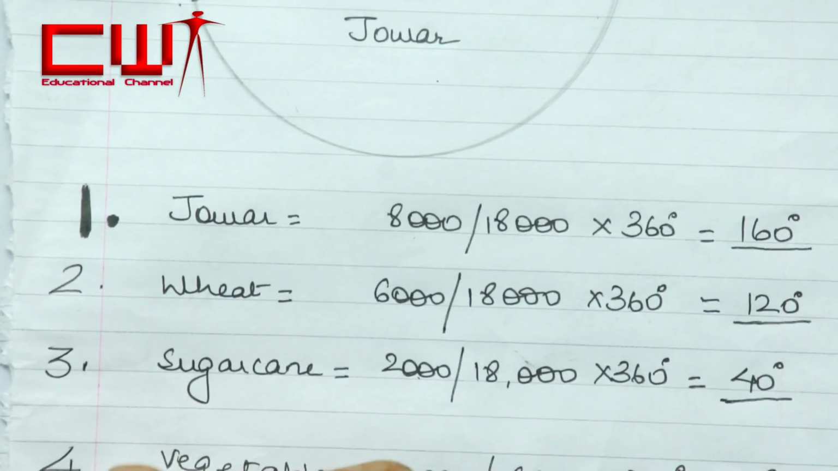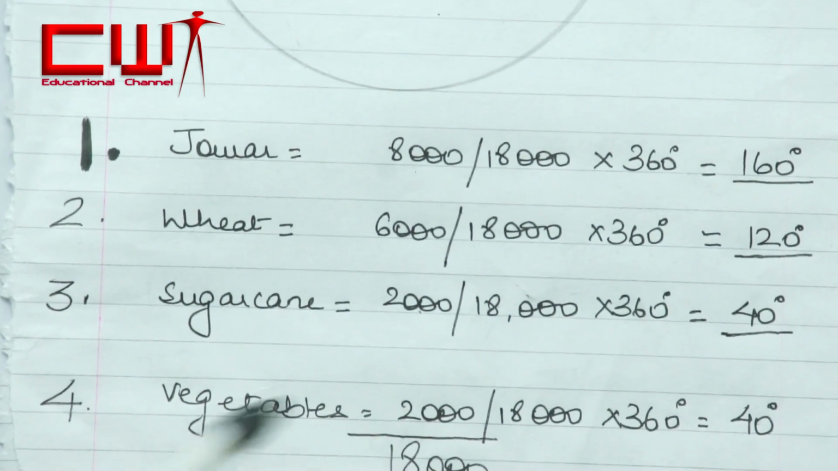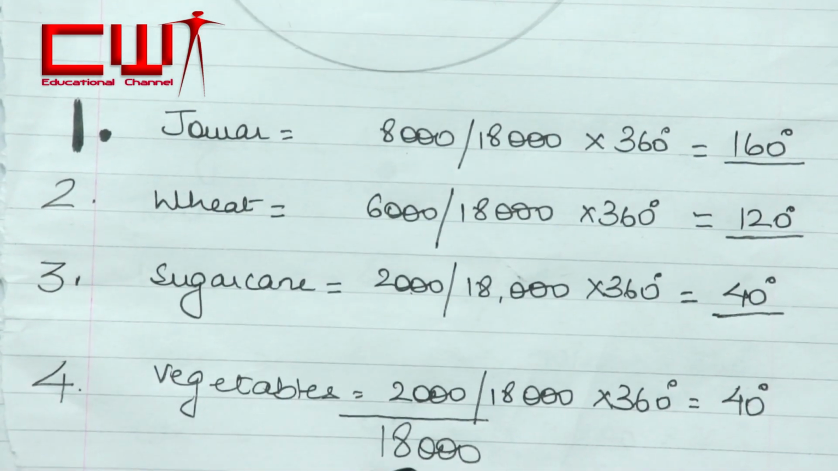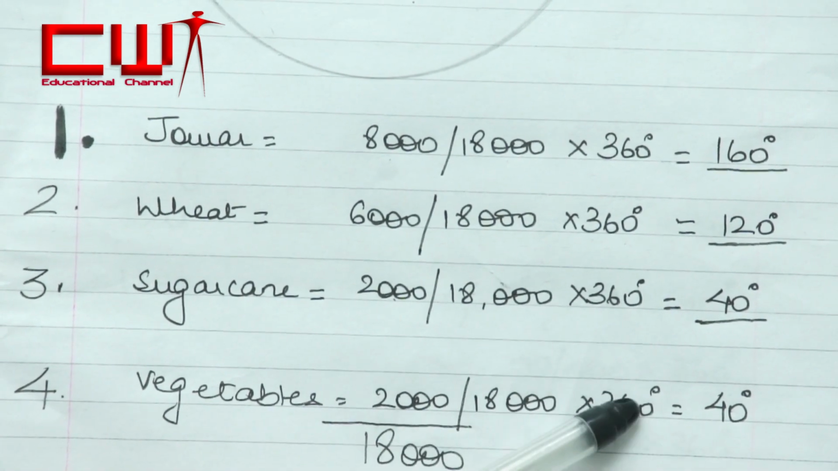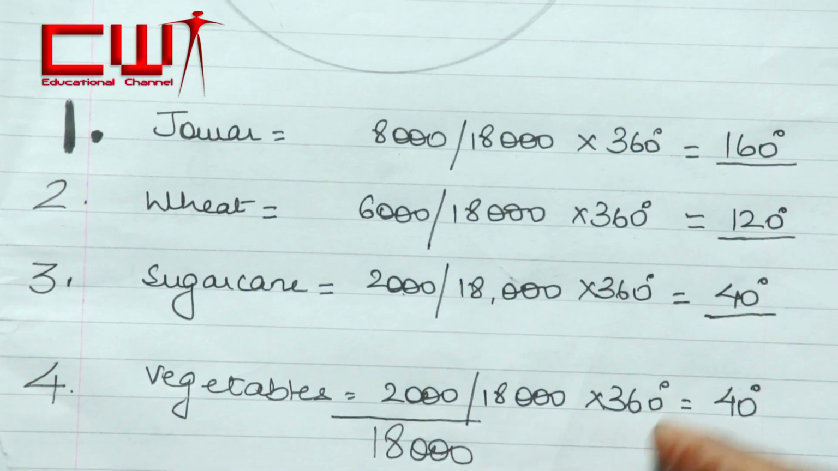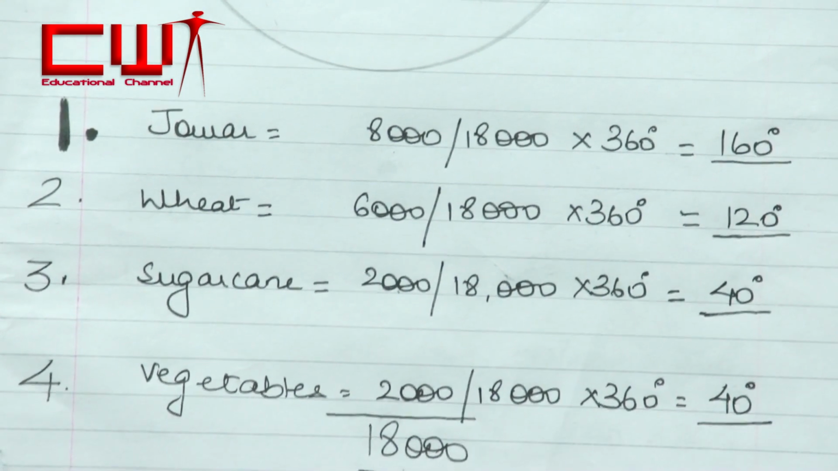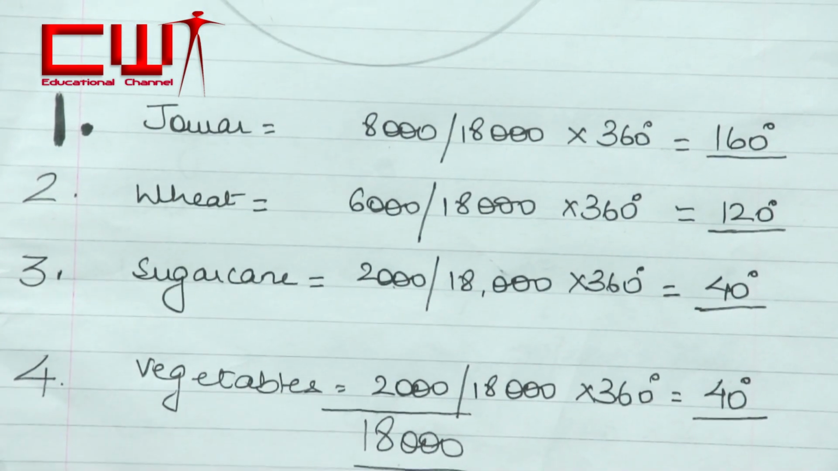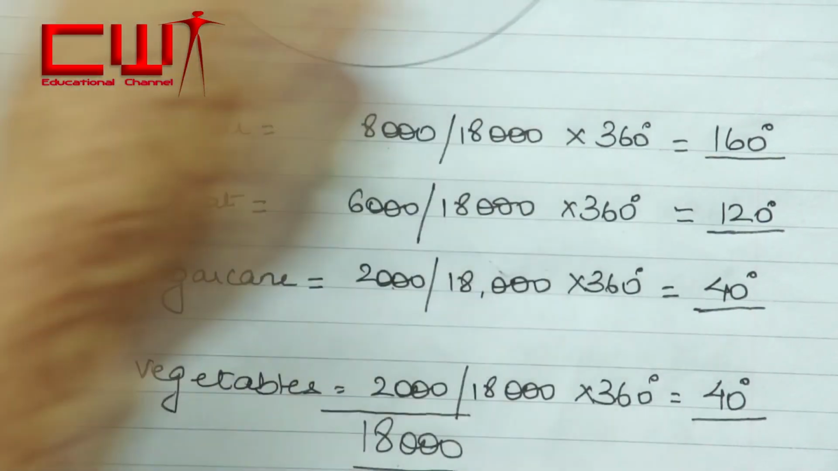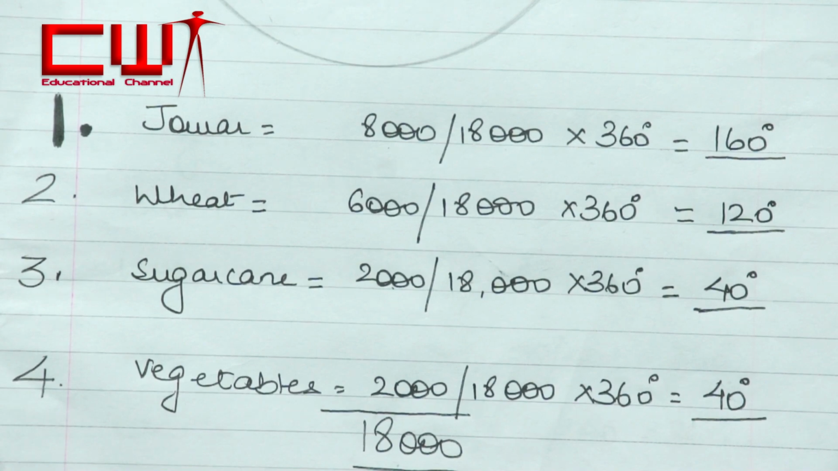Fourth and last is vegetables. It is 2,000 again. So 2,000 divided by the total of the figures given in the question into 360 degrees equals 40 degrees. Right? So this will also come out to be 40 degrees. This is the calculation part that we have finished. Now with the help of this calculation, we will draw the pie diagram or the pie chart.